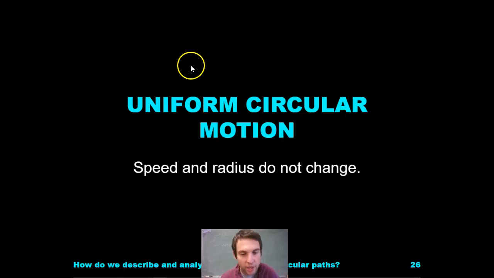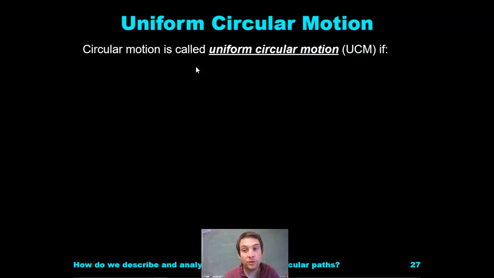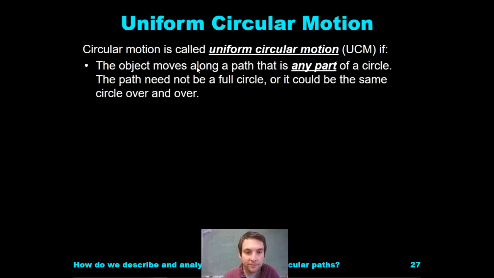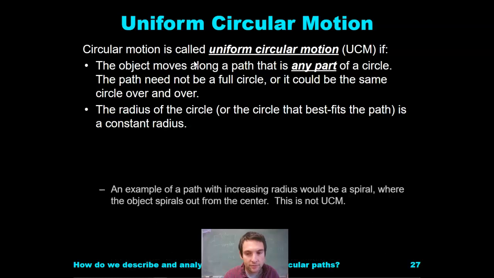Speed and radius don't change in uniform circular motion. Circular motion is called uniform circular motion if the object moves along a path that is any part of a circle. The path does not have to be a full circle. It can be like that car making a left turn. Or it could be the same circle over and over again, like those circles, the lights going around the circles. The radius of the circle is a constant radius.